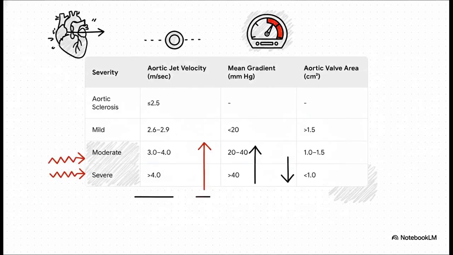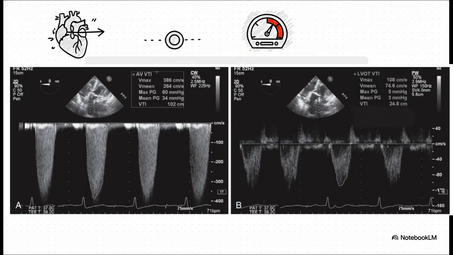So after we see it, we have to measure it. And this table right here is our cheat sheet. We focus on three main Doppler measurements. Just think of it like this. A tighter valve forces blood to speed up, so we get a high aortic jet velocity. If you see a speed over 4 meters per second, that's a big red flag for a severe problem.